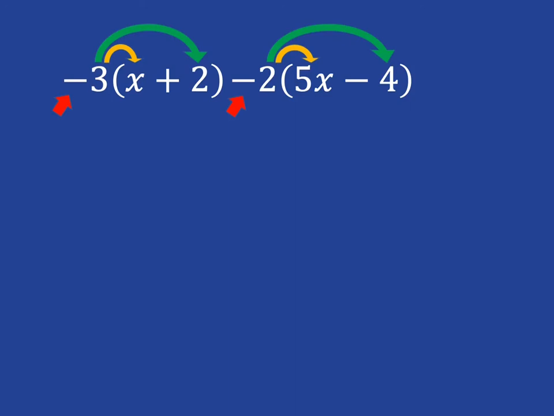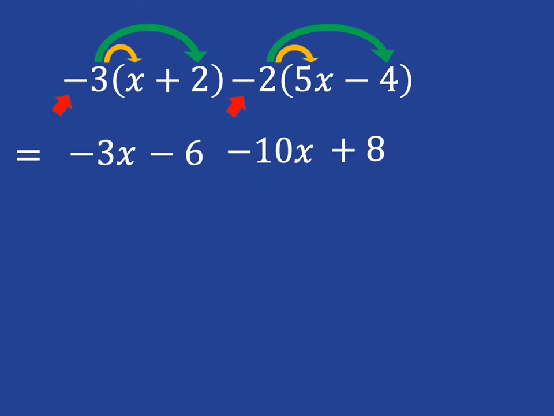So let's then go. Minus 3 times x is minus 3x. Minus 3 times plus 2 is minus 6. Minus 2 times 5x is minus 10x. And now this next point is the point where people often forget the minus. Minus 2 times minus 4 is plus 8.